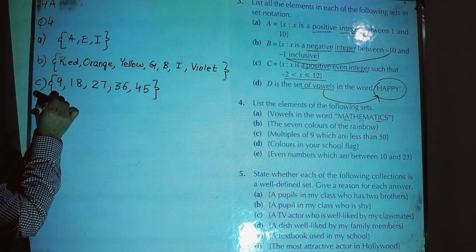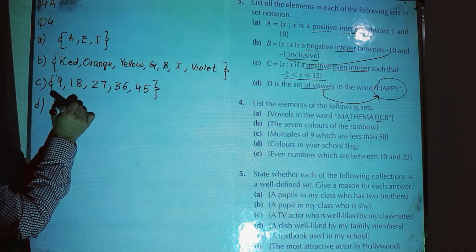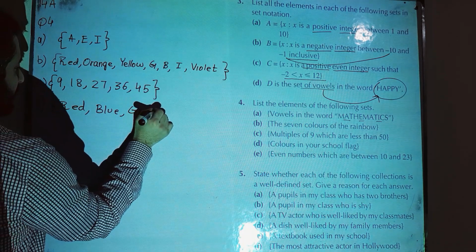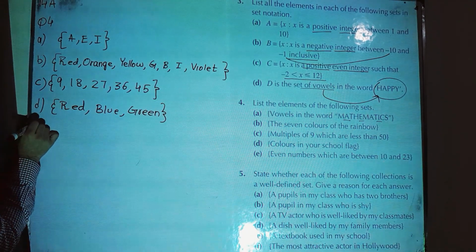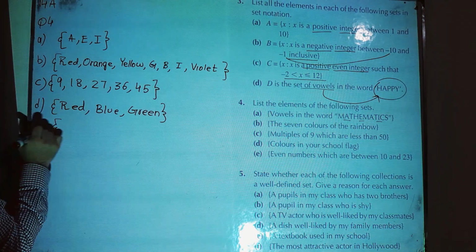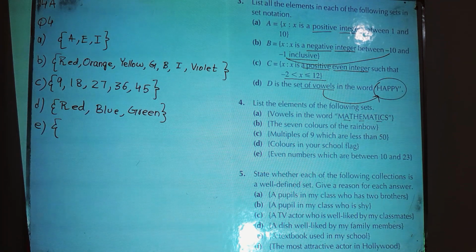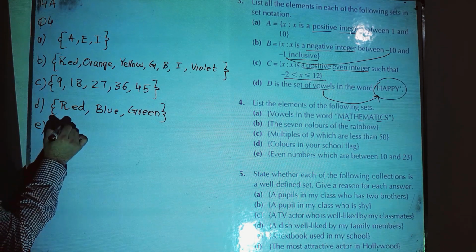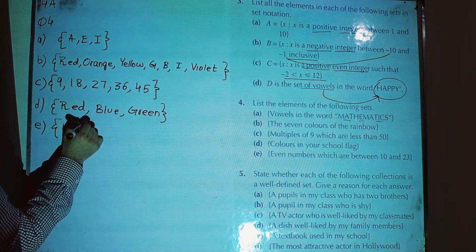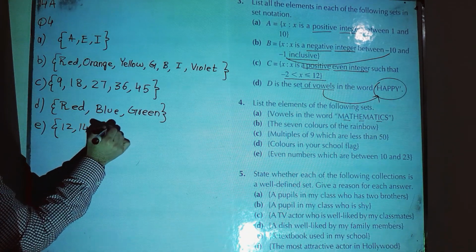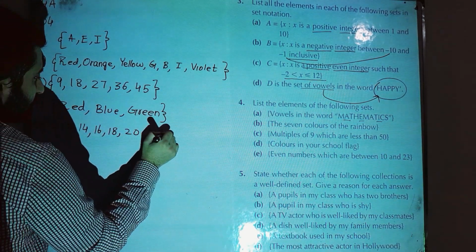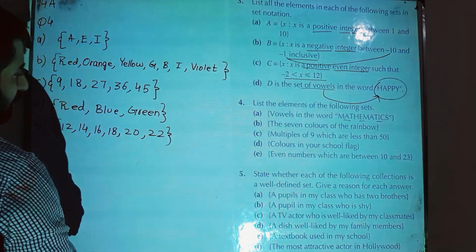Well, you know better. Suppose my school has got red, blue and green colors. So I am going to write them. Part number E, even numbers which are between 10 and 23. Between. No word of inclusive is here. Between 10 and 23, 12. Even numbers. I am going to write even numbers. 14, 16, 18, 20, 22. We have to be before 23.